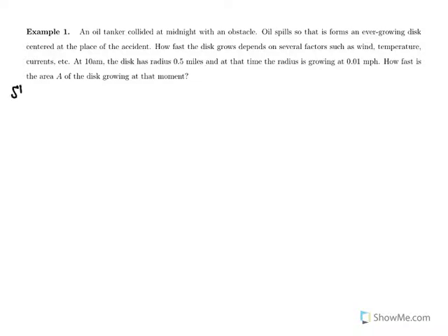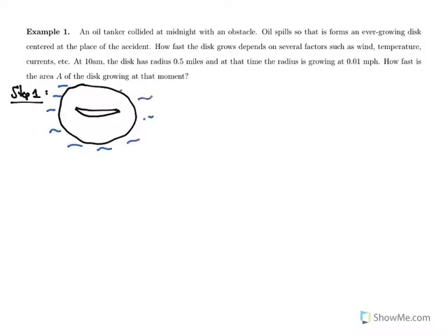So we're going to do our step-by-step process. Step 1, we're going to draw a picture if possible and assign variables. All right, so what we have here is some kind of oil tanker, some kind of boat, and it has spilled oil in the ocean. And that oil is in the shape of a circle, a little more circular, and it's growing at a certain rate.